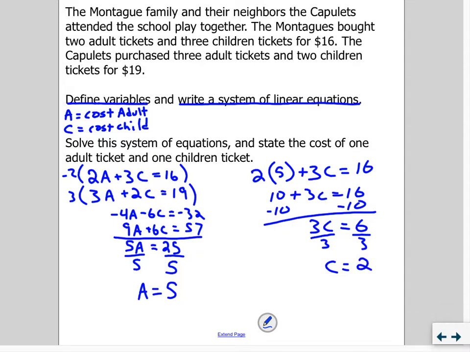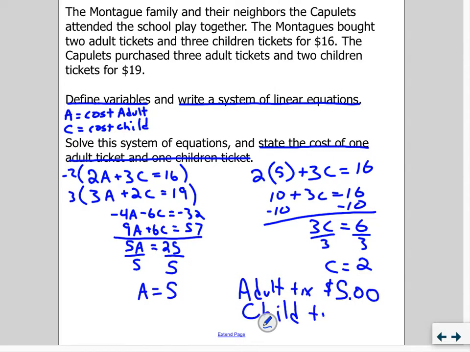So now it says, solve it and state the cost of one of each. So let's state what they are. Adult tickets, they're $5. Child tickets, they're $2. So notice that I wrote the equations, I solved the equations, and then I stated what my answer was. Great, let's try one more.